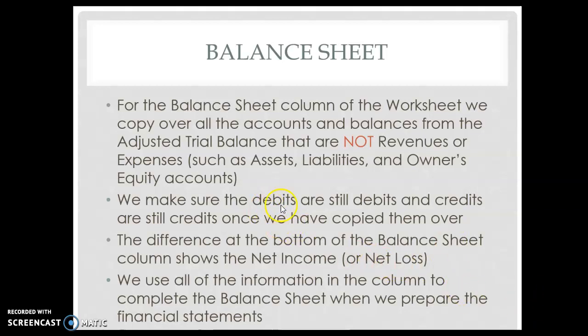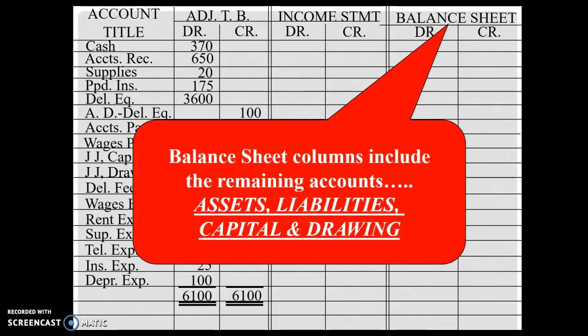We're still going to make sure when we copy them over that the debits are still debits and the credits are still credits. We're still going to find the difference at the bottom, and that should equal the net income again. Okay, and we're going to use this information to prepare a balance sheet when we do the financial statements. So here shows us the balance sheet columns, and again we're going to put the assets, the liabilities, the capital and drawing account. We're going to copy over from the adjusted trial balance to the balance sheet columns.